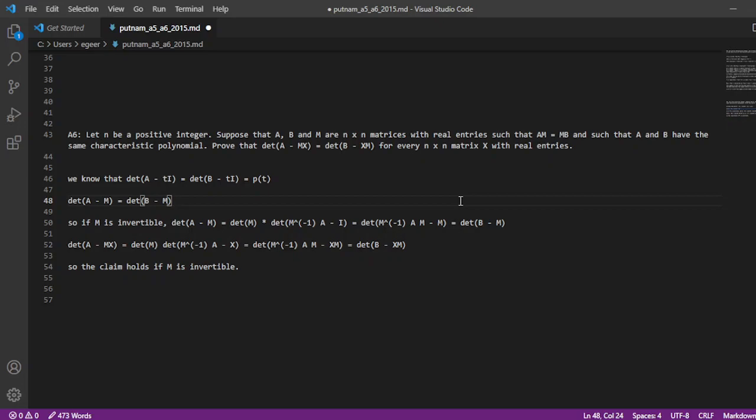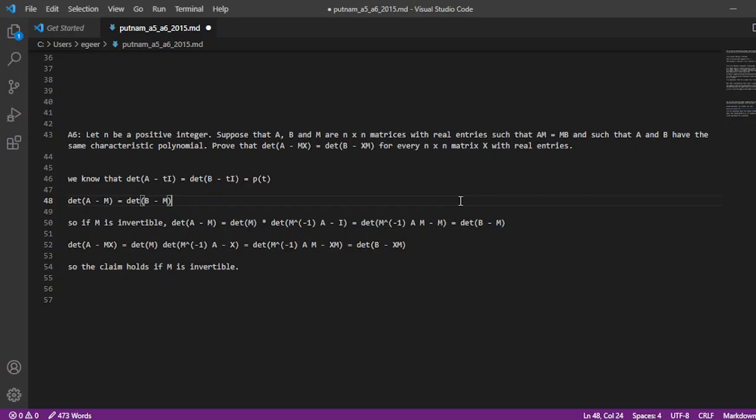Because A and B having the same characteristic polynomial is such a weak condition. It seems like I shouldn't really need much, because if M was just invertible, I would just finish the proof. But the proof depends so crucially on the fact that M is invertible that I can't really recover it from that.